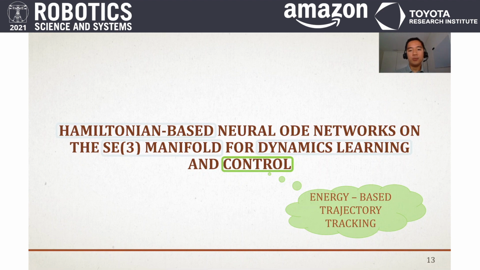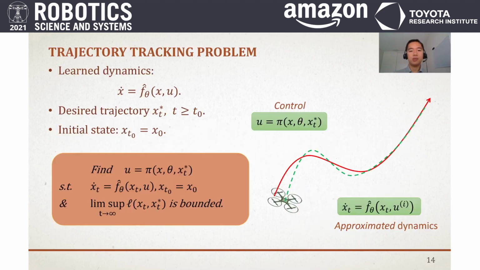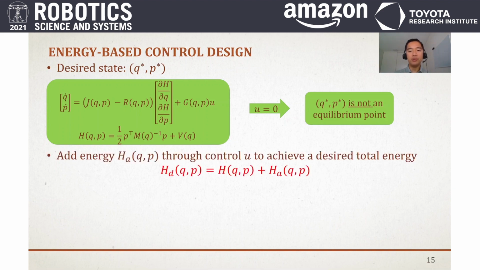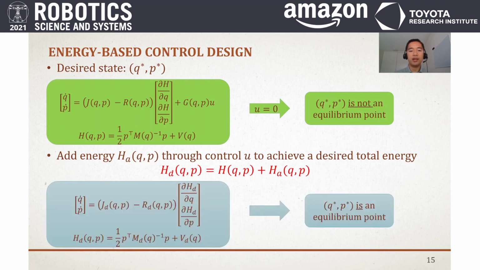Now given a learned dynamics f hat, we design a controller for the trajectory tracking problem. So basically, we want to find a control policy pi so that the robot can track the desired state trajectory x star starting from x0. The main idea is that without any control, the learned dynamics does not have the desired state as an equilibrium. So we need to add energy through the control U to achieve a desired total energy that has an equilibrium at the desired state. To find the control, we just need to match the two Hamilton's equations and solve for U.